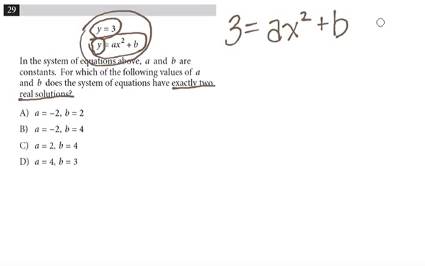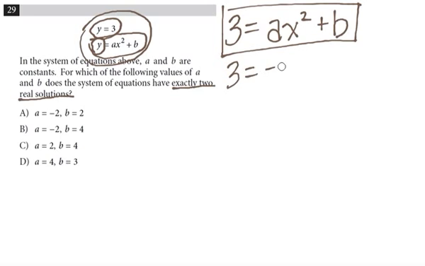Then I'm going to start by taking some of the answer choices that give us what a and b are, filling them in, and then seeing what I get for x. Let's start with choice A. So a is negative 2. I'm going to write down 3 equals negative 2x squared plus b, and b equals 2 plus 2.